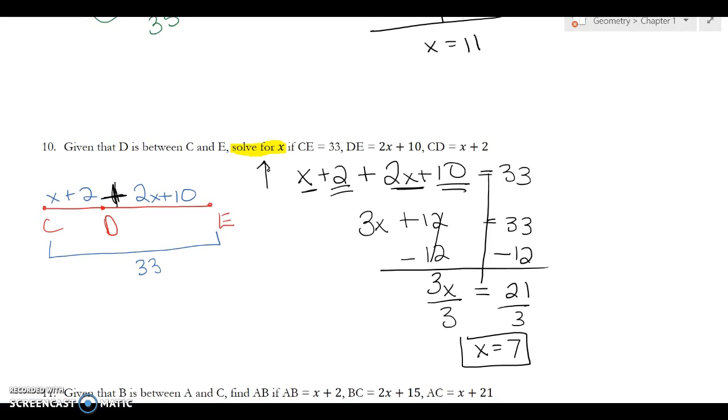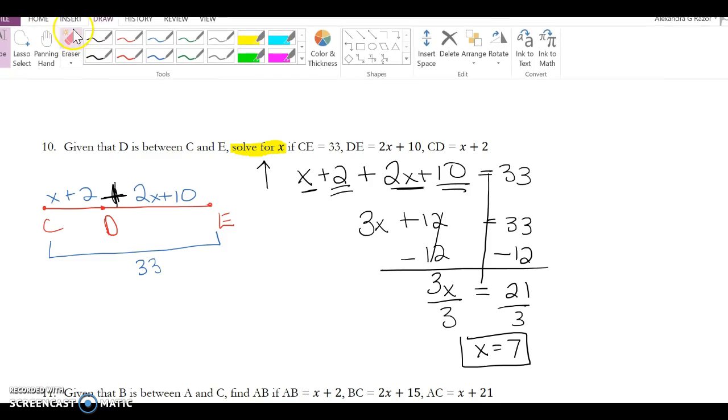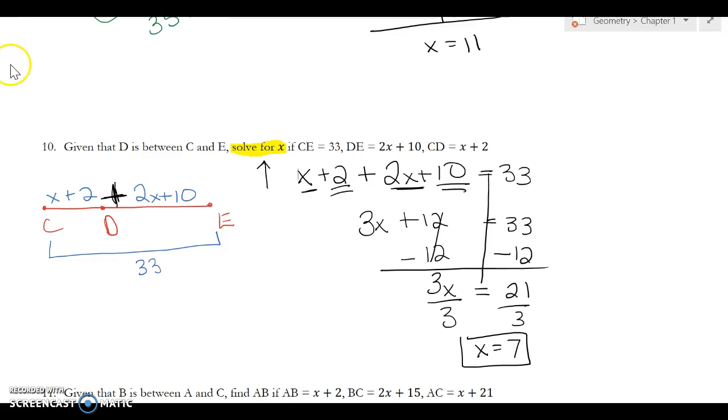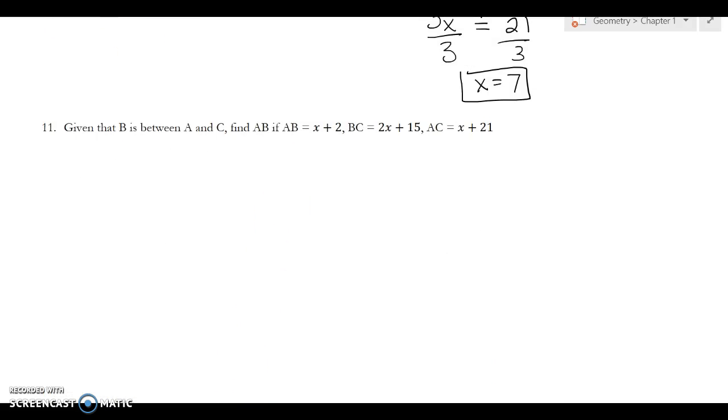All right, last problem. Let's see if I can insert some space so that we can see it. There we go. Okay, so again, I need to draw my picture. It says B is between A and C. It says A to B is x plus 2. B to C is 2x plus 15. And now A to C is x plus 21.